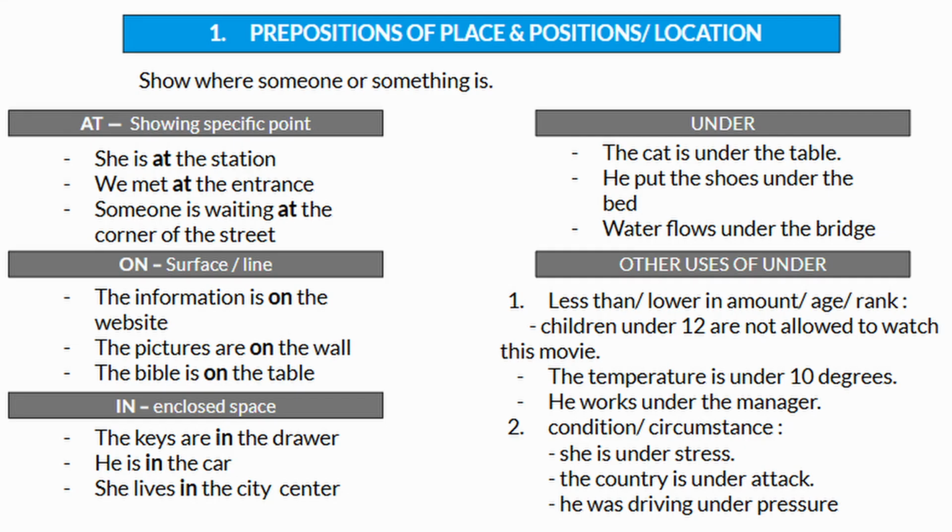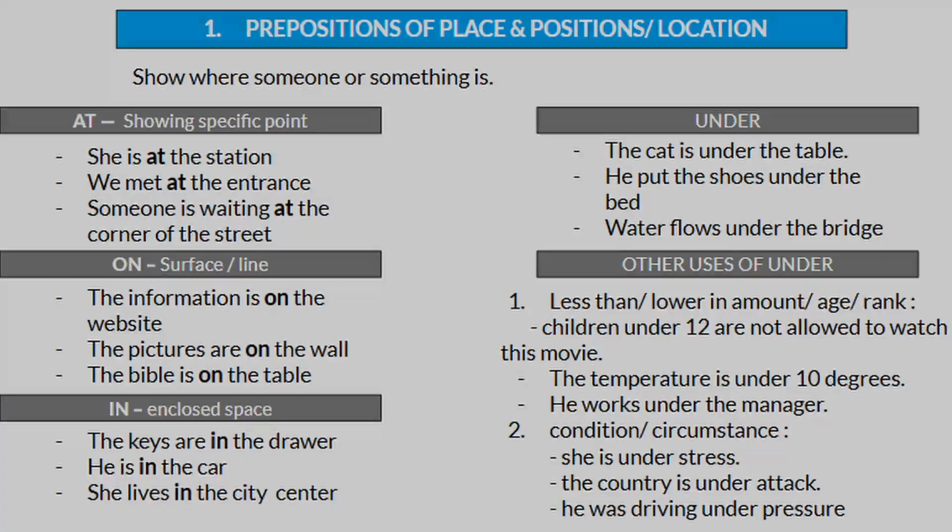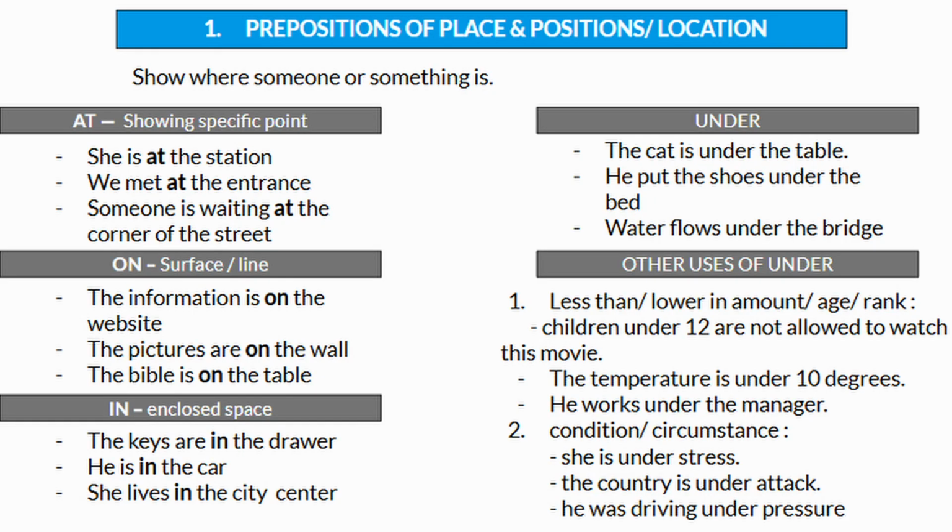or positions and location. So a preposition of place is a preposition that shows where someone or something is. It means they show the place where the person or thing is. The first preposition of place that we have is at. This at is a preposition showing a specific point.